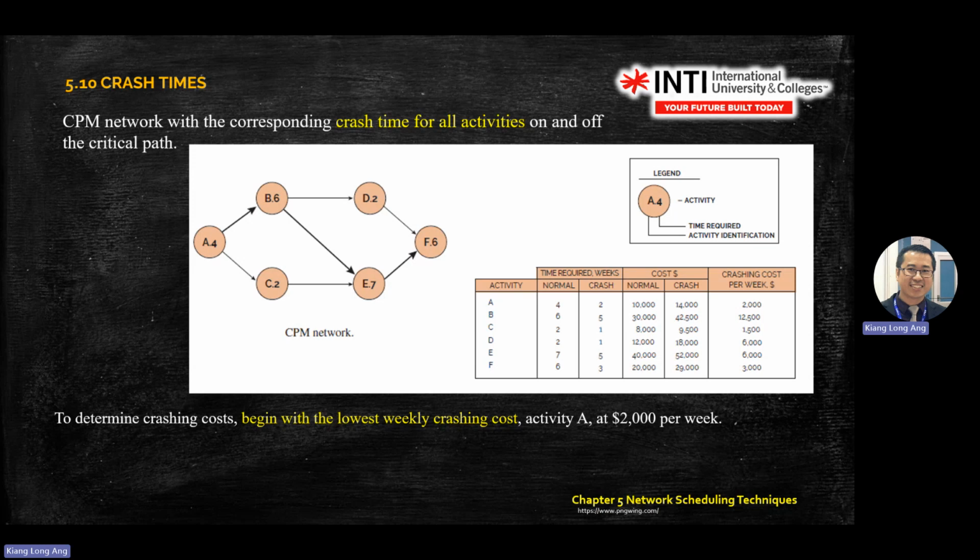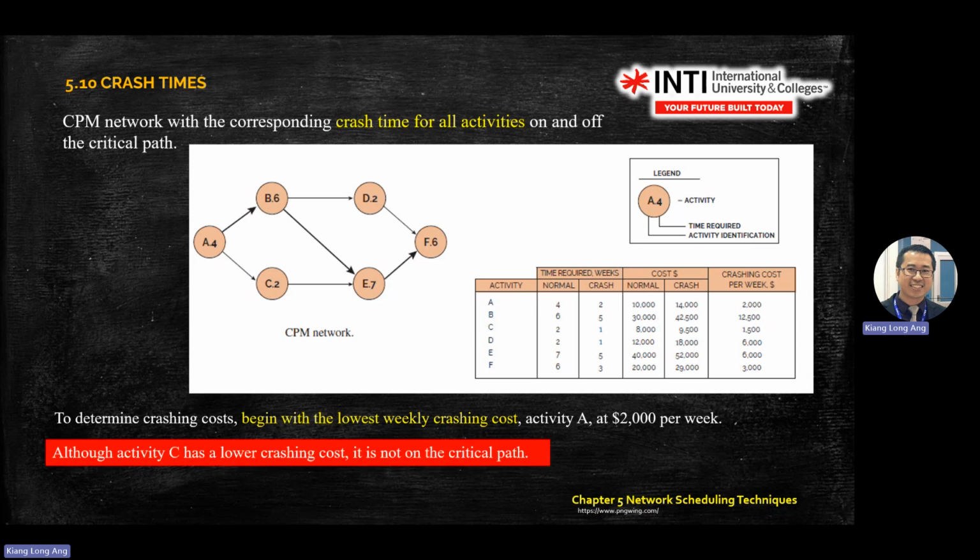So for example, this one: 20,000, 29,000. So how do you get 3,000? 29 minus 20, 9,000. The difference is 3 weeks. Divide by 3, you get 3,000. Okay.